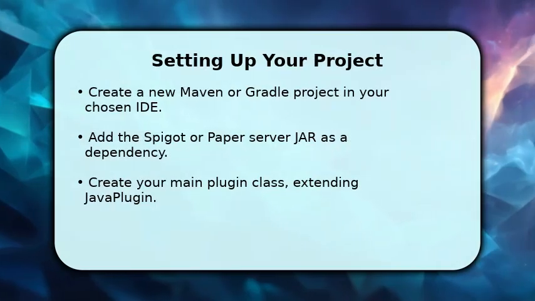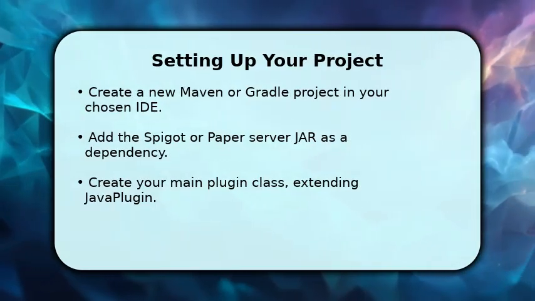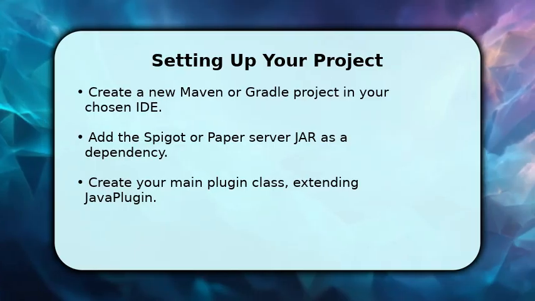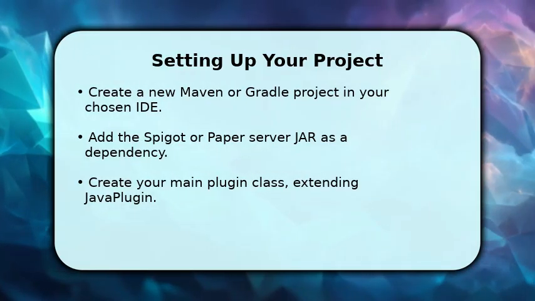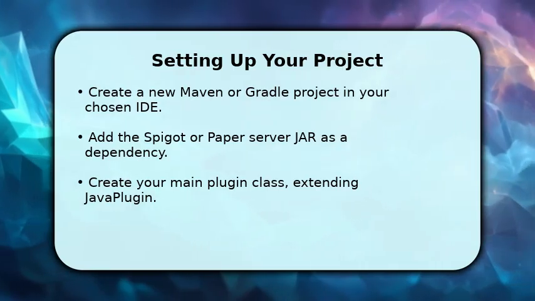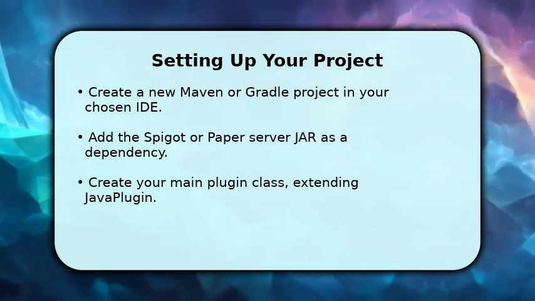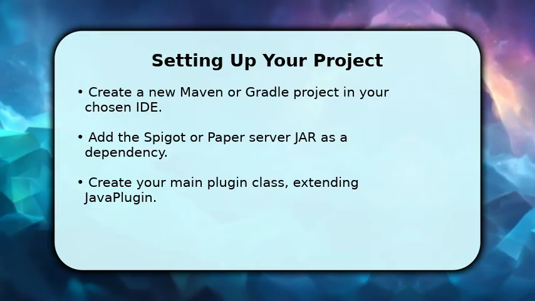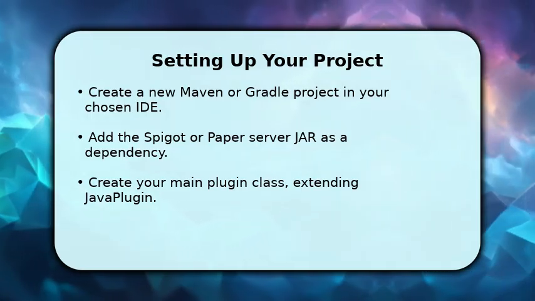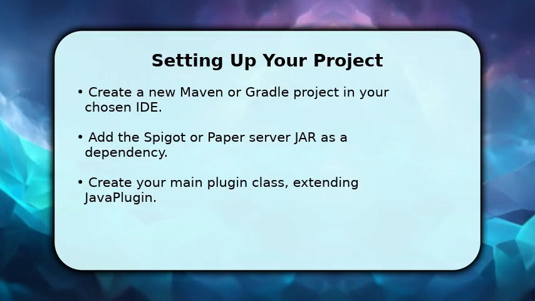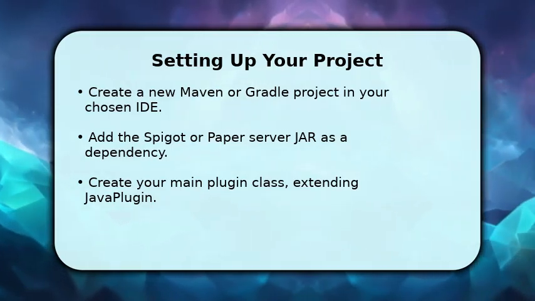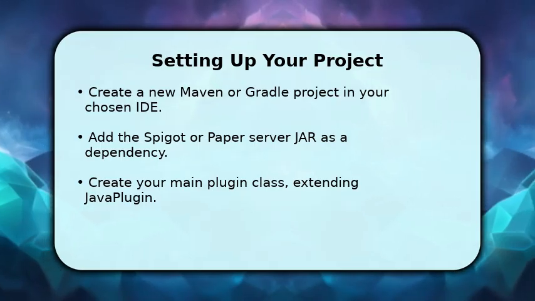Now, let's set up your project. Start by creating a new Maven or Gradle project in your IDE. Then, add the Spigot or Paper server JAR file as a dependency to your project. This allows your code to interact with the Minecraft Server API. Next, create your main plugin class, which must extend JavaPlugin. Finally, create a plugin.yml file in your resources folder to define your plugin's name, version, and main class.